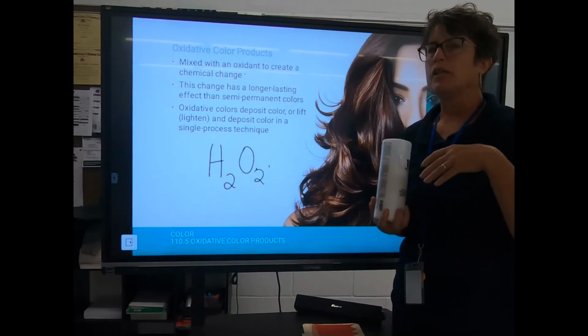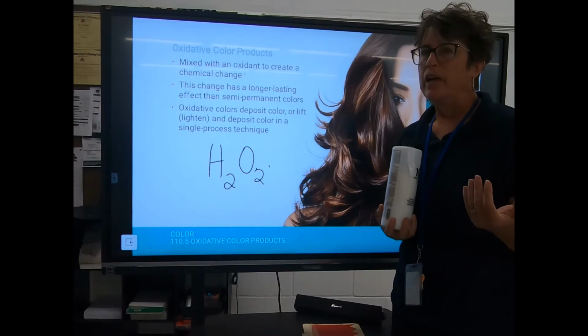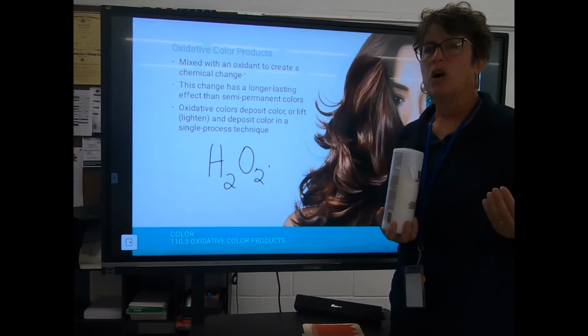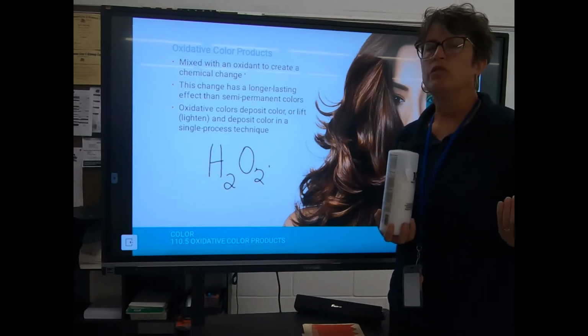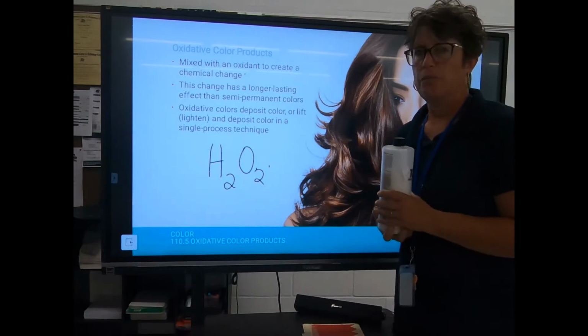So if someone has brown hair and they want to be blonde and you go buy a box of blonde hair dye at the supermarket and you put it on, you just wasted your money. Tint does not remove tint. The only thing that will do that would be a color remover or a lightener. Okay?